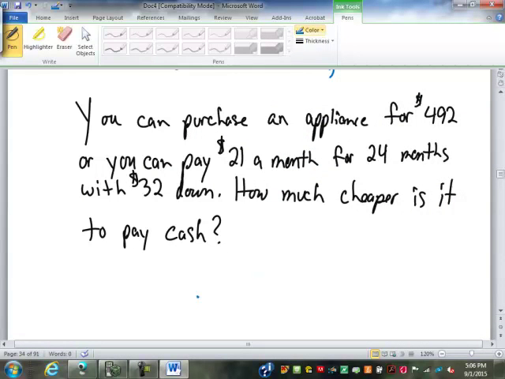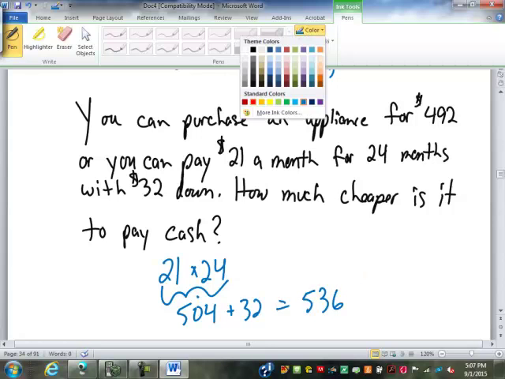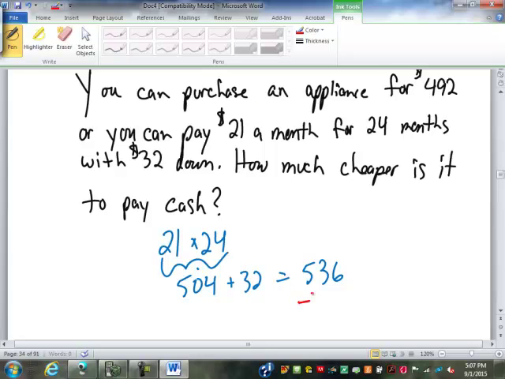Tell me what to do. 21 times 24, which is 504, and then plus 32 is 536, okay? Subtract 492. $44 cheaper.